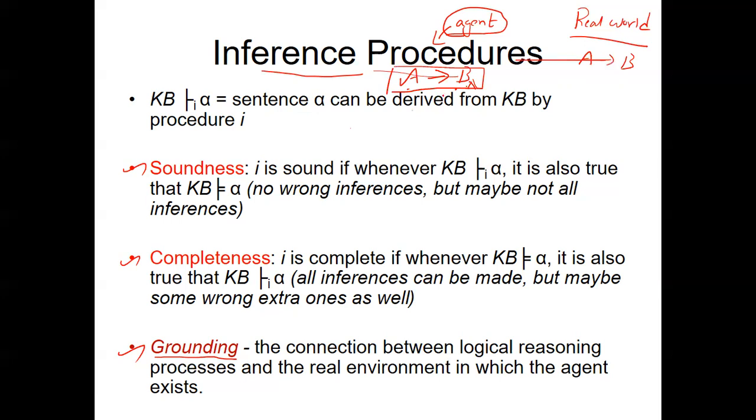But whatever it derives, is it in accordance with the real world? In the real world also, will it happen in the same way? If it happens in the same way, then the algorithm is said to be grounded. Otherwise, the algorithm will not be grounded. Okay. So this is how we define grounding.